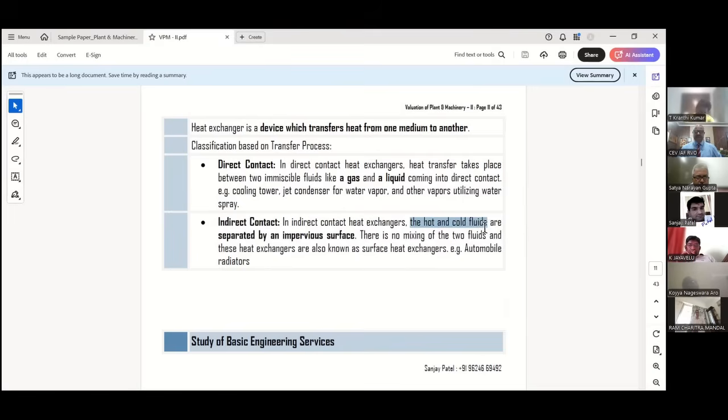The hot and cold fluid are separated by the immersive surface. There is no mixing of the tube fluid, and this heat exchanger is also known as a surface heat exchanger. An example is automobile radiators.